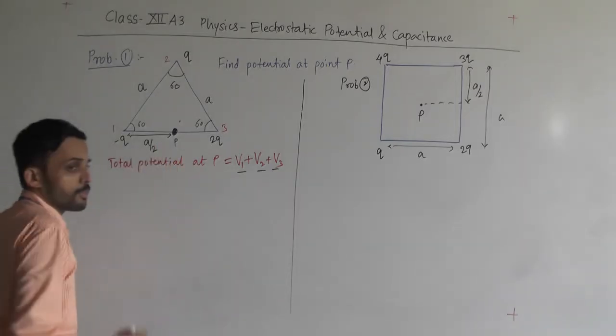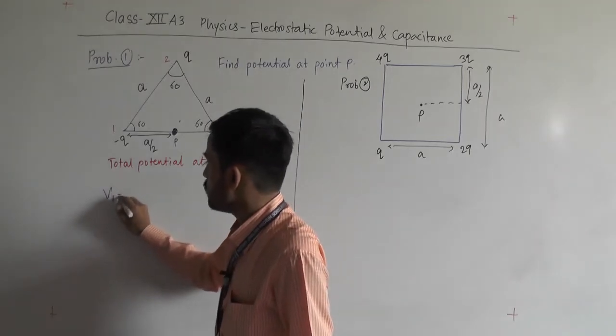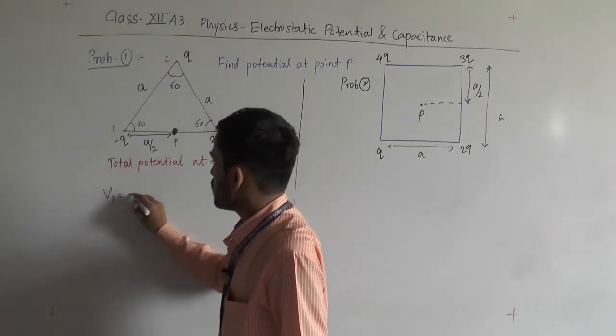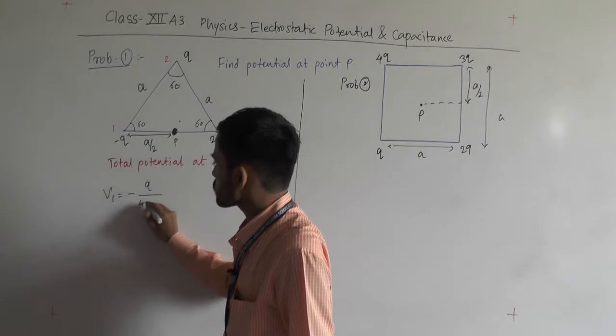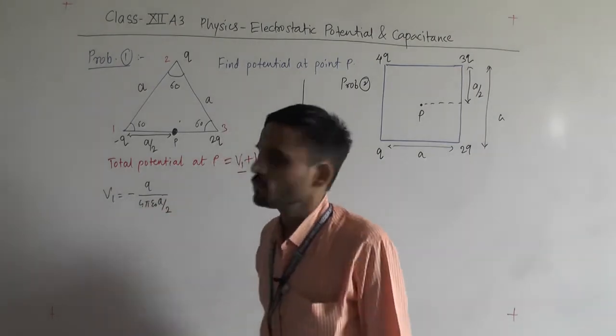Now for P, what we will do? Here we will write V1. How can we write it out? Minus Q upon 4 pi epsilon naught, A by 2.